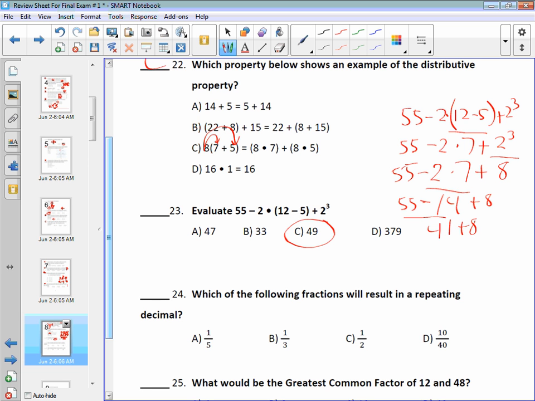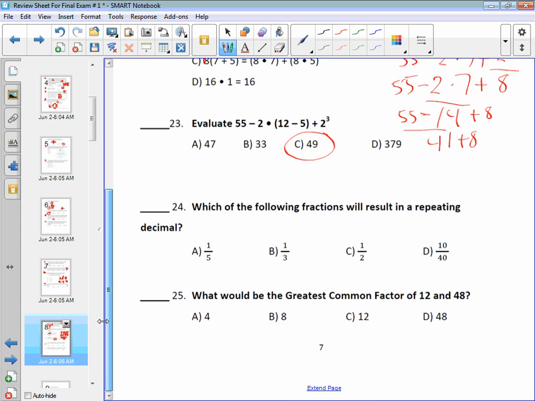You have to be careful because PEMDAS is also on part 2 of this review packet. Number 24. Got to know it. It's from fraction families. That's why we do it. It's B.